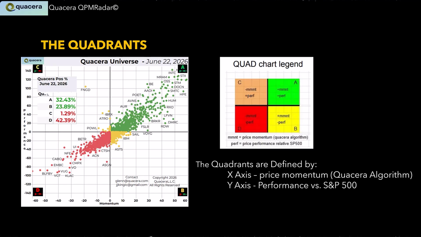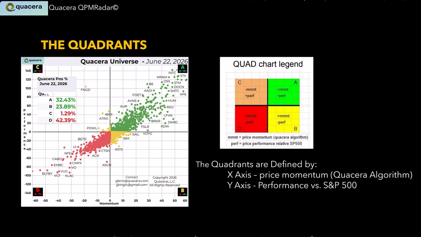There are 4 quadrants. The right side quadrants are positive momentum, the left side are negative momentum. The right side quadrants are A and B. A, positive momentum and outperforming the market. B, positive momentum and underperforming the market.